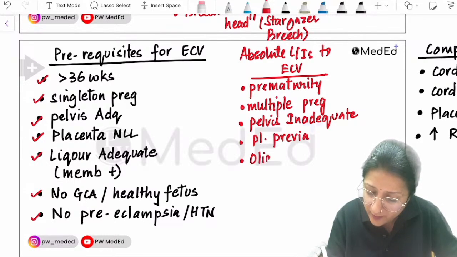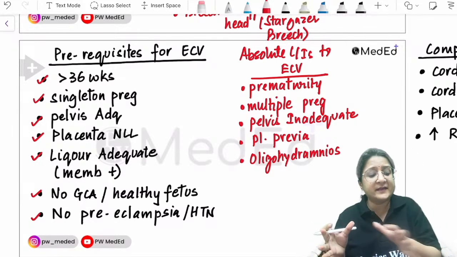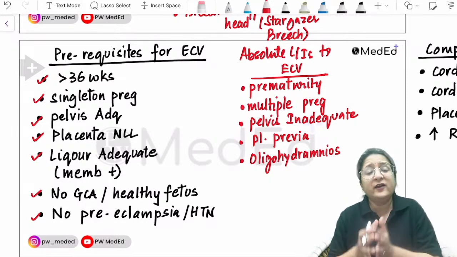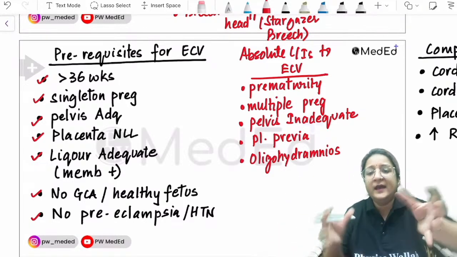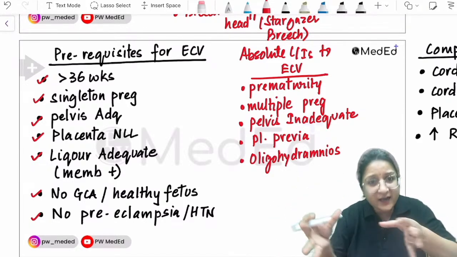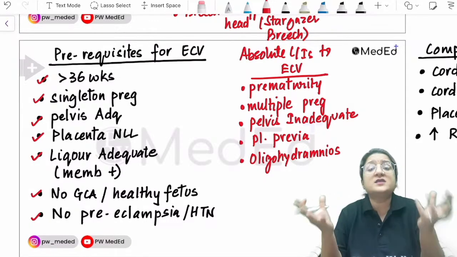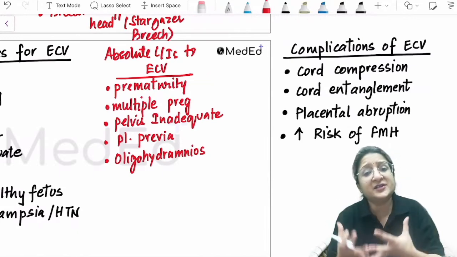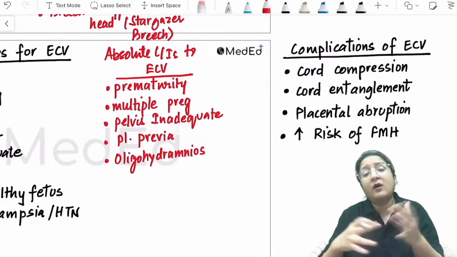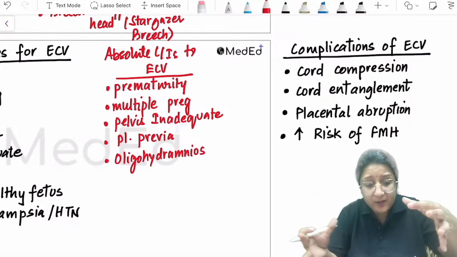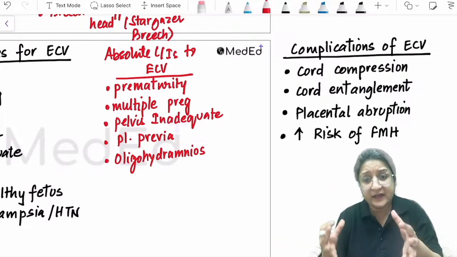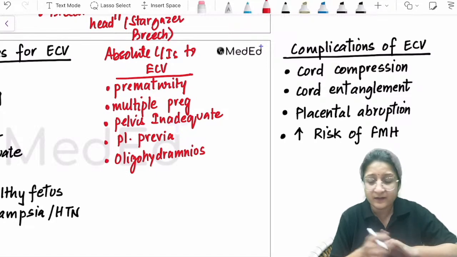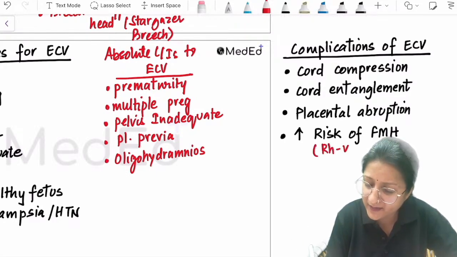If oligohydramnios is there, then moving the baby inside becomes technically difficult. First is that, and also understand that we are doing external cephalic version. We are moving the baby and making it cephalic. Now in that process, what could happen? Complications can happen, like cord compression or cord entanglement. Or when we are moving the baby inside, it can even trigger placental abruption. Also, the process will increase the risk of fetomaternal hemorrhage. This is particularly more applicable to Rh negative women.